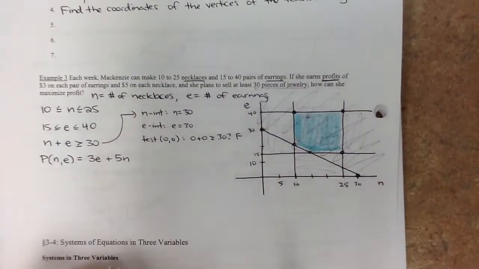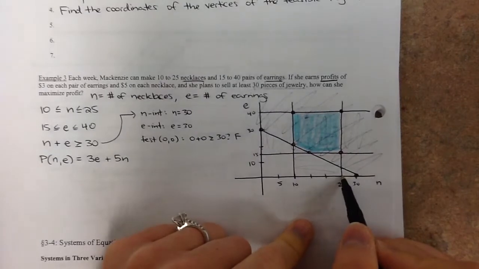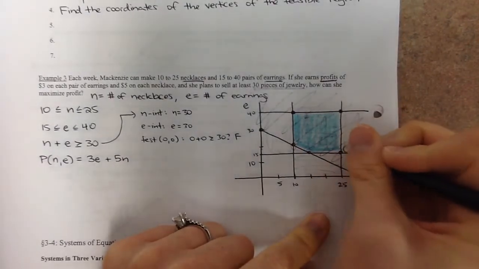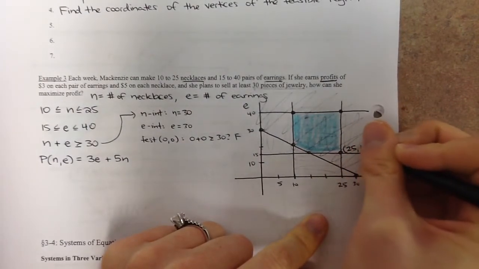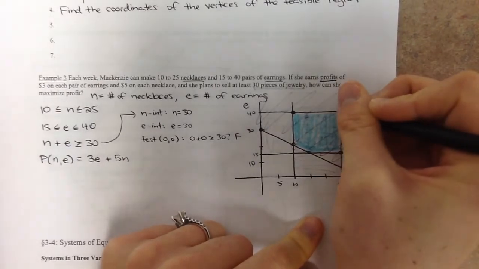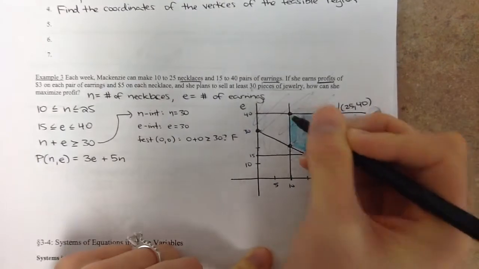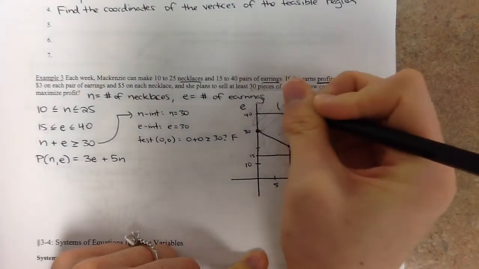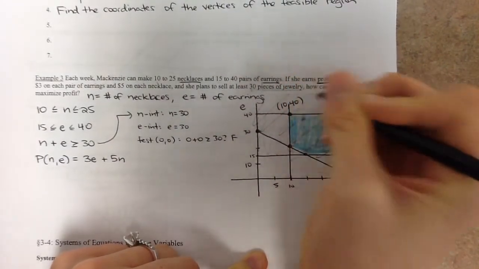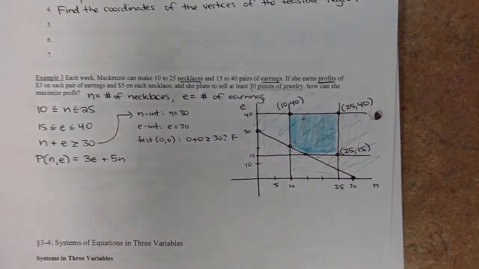Actually, let's start with the edges because these ones are easier. This is 25 and 15. This one up here is 25 and 40. This one right here is 10 and 40. And now these ones are going to be a little bit trickier to find.